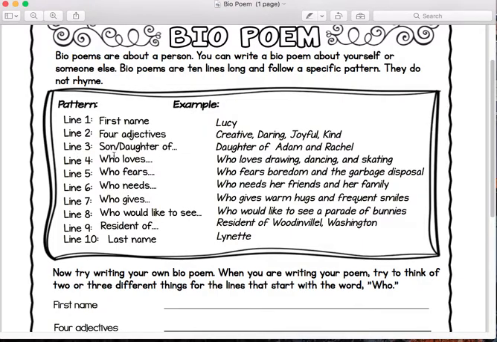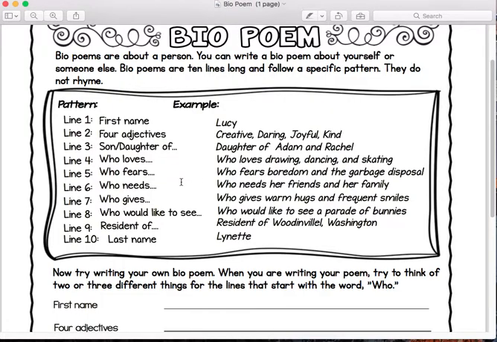Line 3 says son or daughter of. So if you're a girl, you're a daughter. If you're a boy, you're a son. So she says she's the daughter of Adam and Rachel. And those are her parents, her dad, Adam, and her mom, Rachel. Line 4, who loves? Who loves drawing, dancing, and skating. So you can see each one of these ends in an ing word. And that's a good way to approach line 4. Write 3 things that the person you're writing about loves to do.